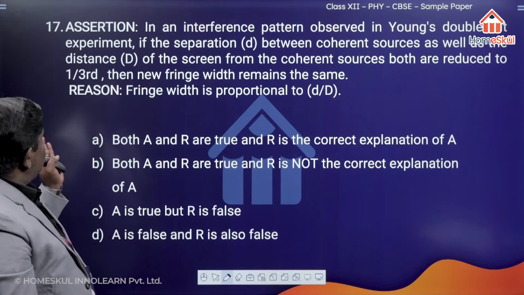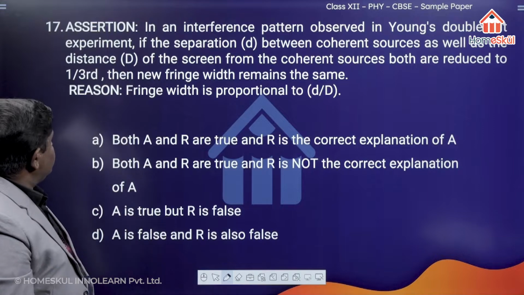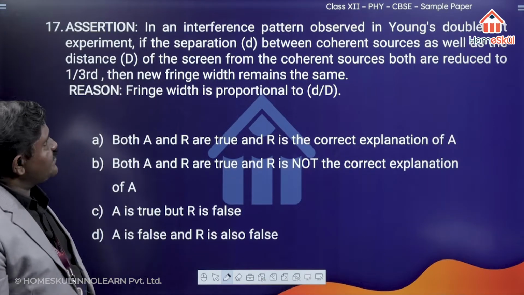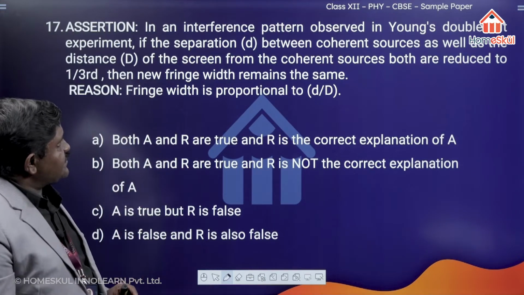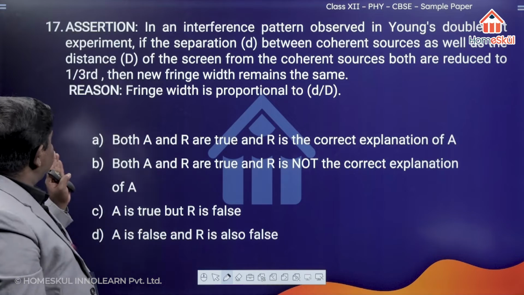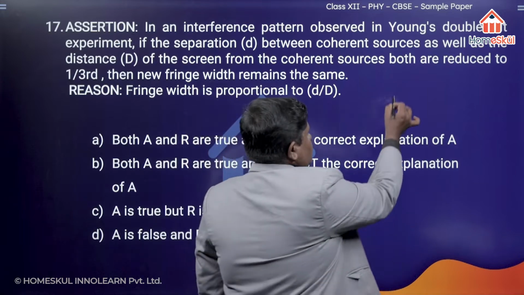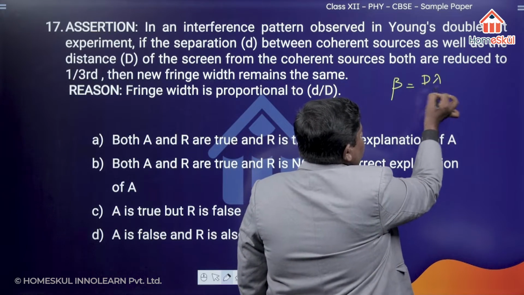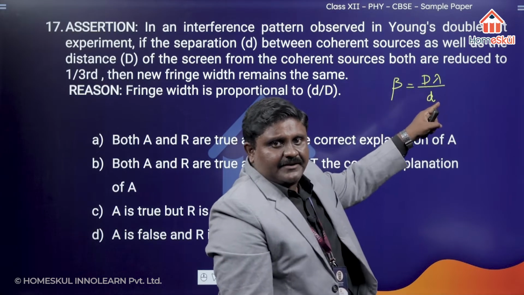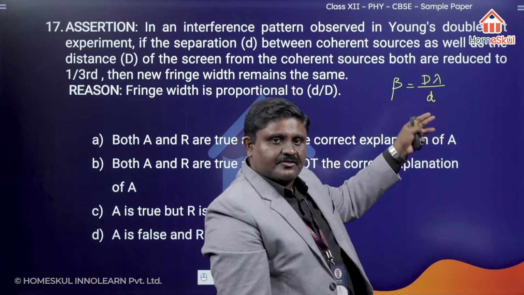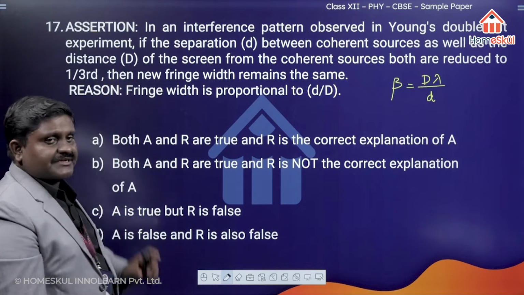17th question. Assertion: in an interference pattern observed in Young's double slit experiment, if the separation d between the coherent sources as well as the distance capital D of the screen from the coherent sources are both reduced to 1/3, the new fringe width remains the same. We have the equation for fringe width, that is beta equal to D lambda by d. Here, for the new fringe width, capital D becomes D/3 and small d becomes d/3. So fringe width remains the same, isn't it? Therefore the assertion is correct.